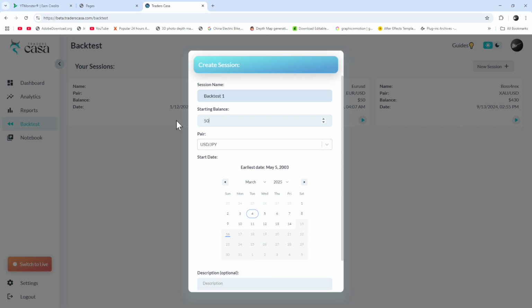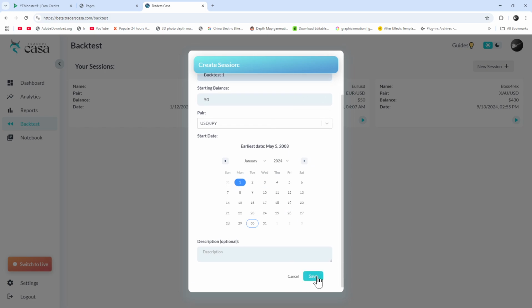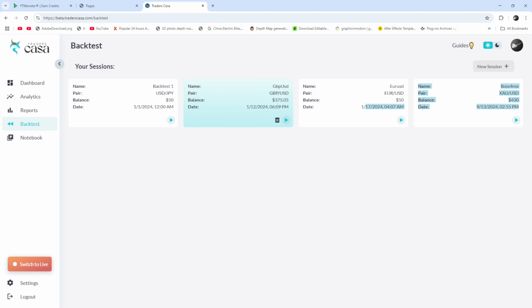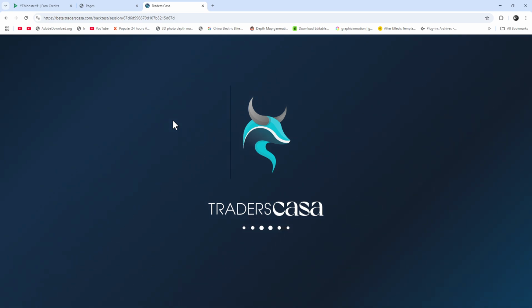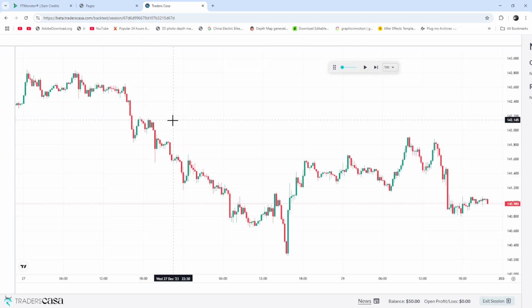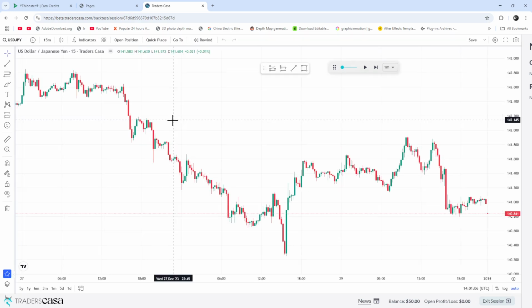So today I just deposited $50. Then I will go back in time, to 2024, on January 1st. Yeah, so we have this account here saved. Perfect. So we have backtest 1, we have GBP USDJPY, and I'm going to press start there. So this is Traders Casa, a place where we backtest our strategy.